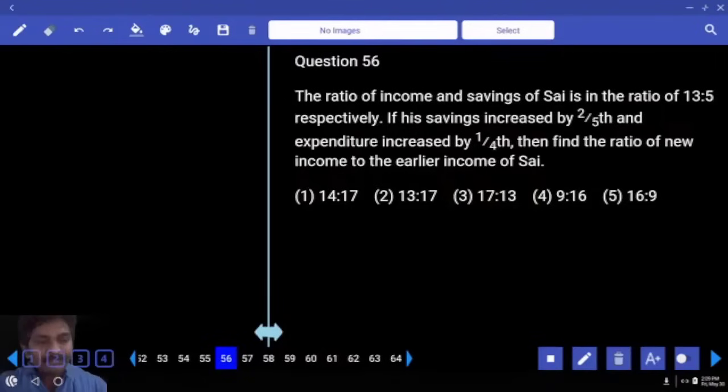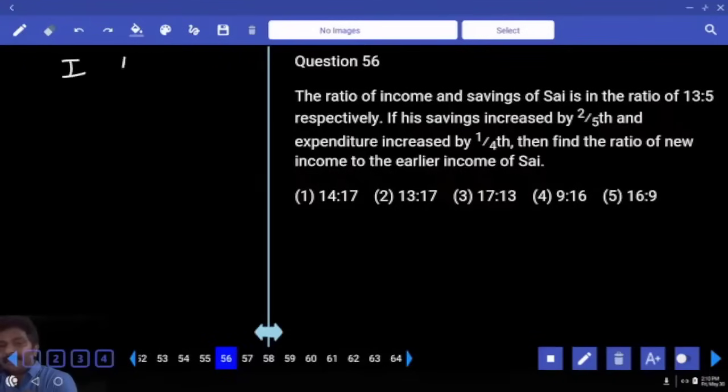The ratio of income and savings of Sai is in the ratio 13:5 respectively. If his savings increased by 2/5 and expenditure increased by 1/4, then find the ratio of new income to the earlier income. Okay.